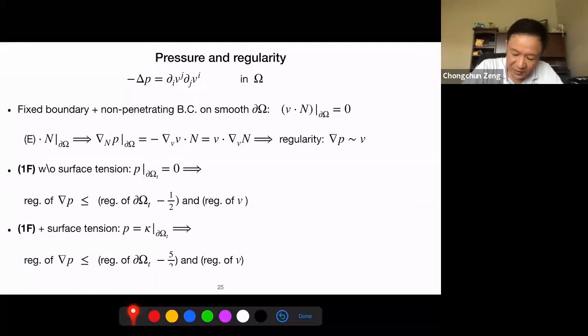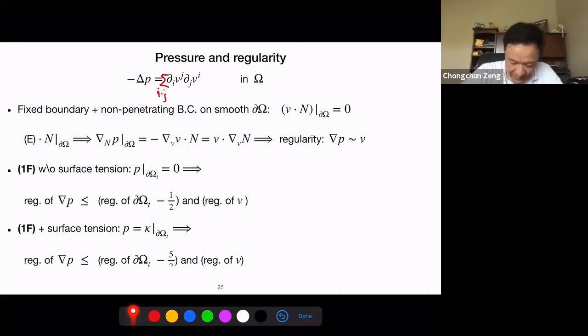If we look at the pressure in the Euler equation, if we take the divergence of the equation, again, we get the same Poisson equation. I did not put the summation there, but the convention is that whenever you see repeated indices, they are summed. But I can put it there. And then that's the same Poisson equation.